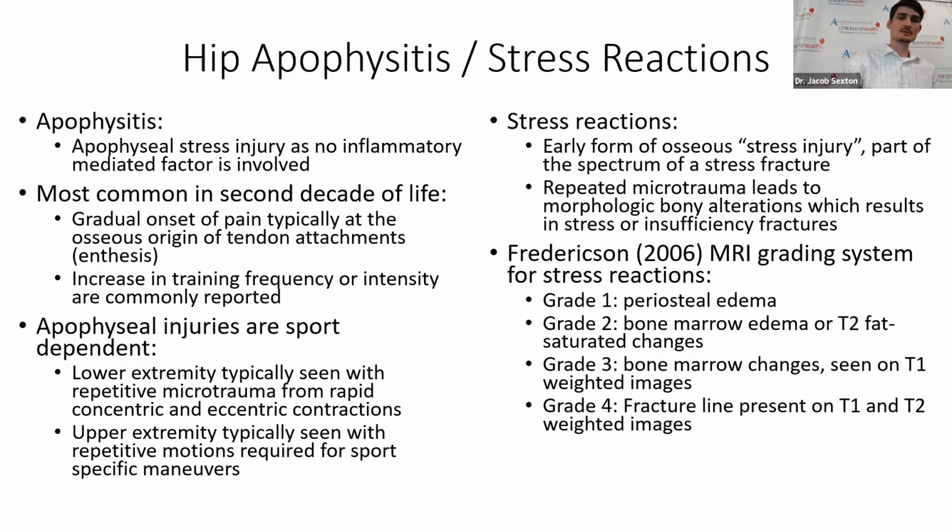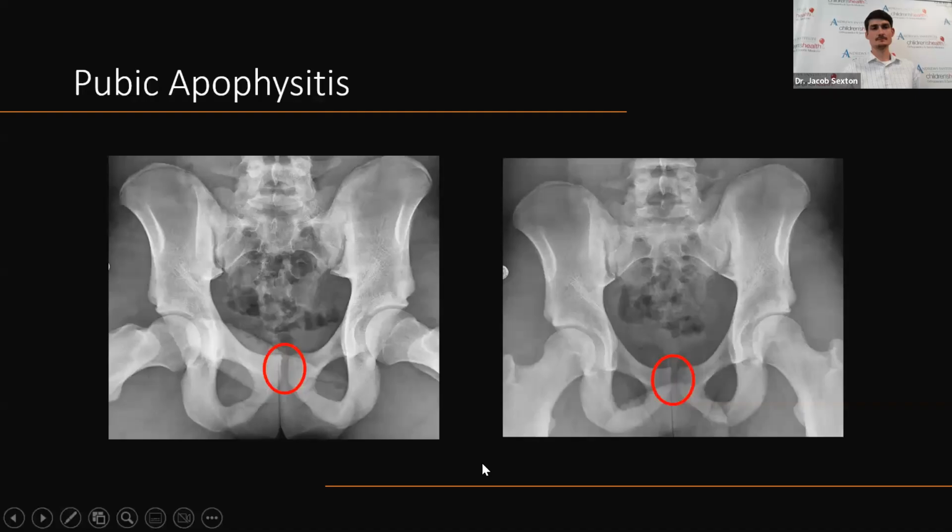As opposed to true stress reactions, which are an early form of osseous stress injury and part of the spectrum of stress fracture. They've actually attempted to grade these on MRI, from periosteal edema all the way down to fracture lines being present at grade 4. So usually you're not really seeing fracture lines until later on, when you're getting plain films. Let's go through a few of these and what you see.